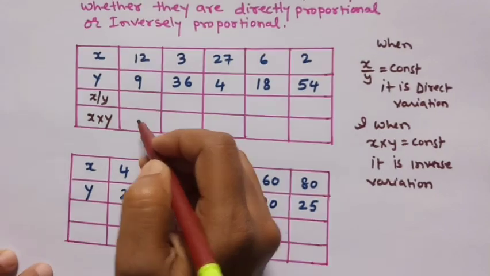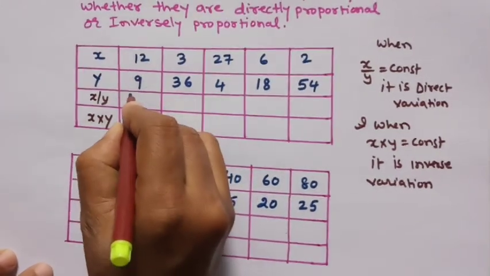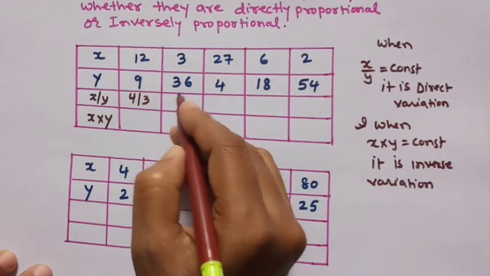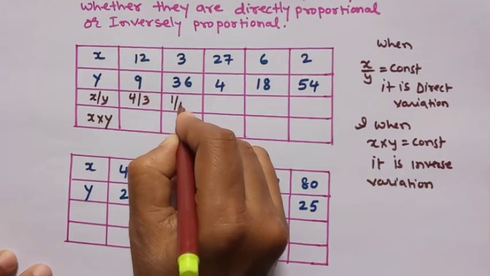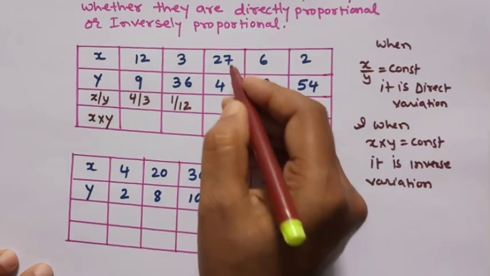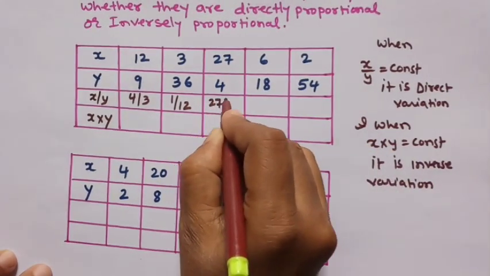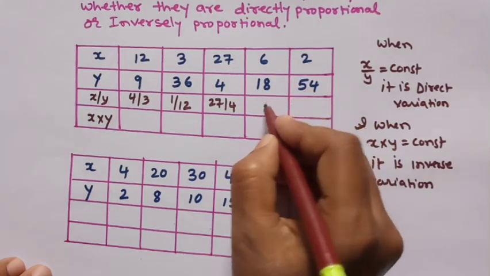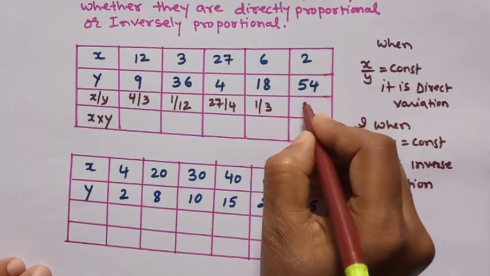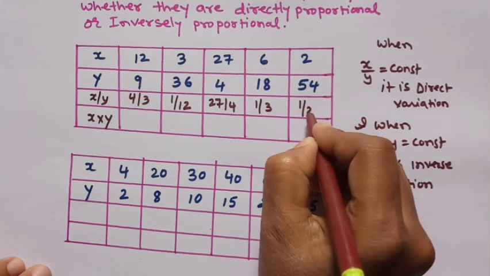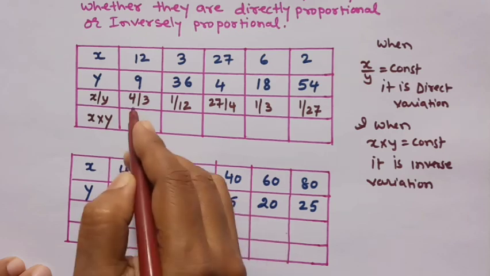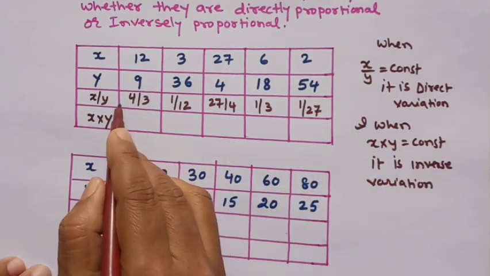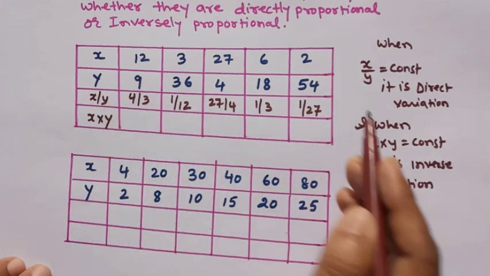So let us see here first x by y. 12 by 9. 3 3s are 9 and 3 4s are 12. So it will be 4 by 3. Here 3 by 36, 3 1s are 3 and 3 12s are 36, so 1 by 12. 27 by 4, they are strangers to one another. 6 by 18, 6 1s are 6 and 6 3s are 18, so 1 by 3. 2 by 54, 2 1s are 2 and 2 27s are 54, 1 by 27. See, all the values are different. So here we can directly say that it is not the case of direct variation.